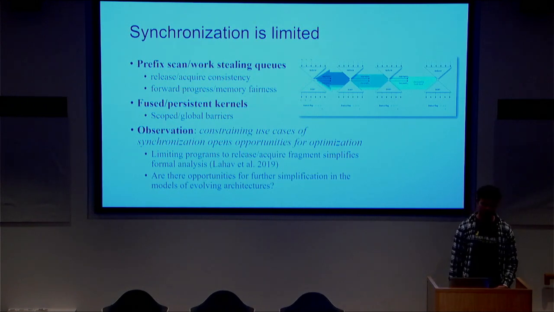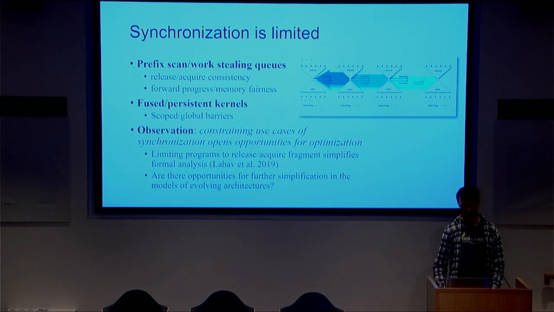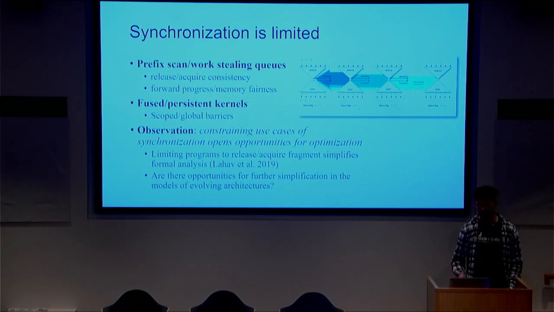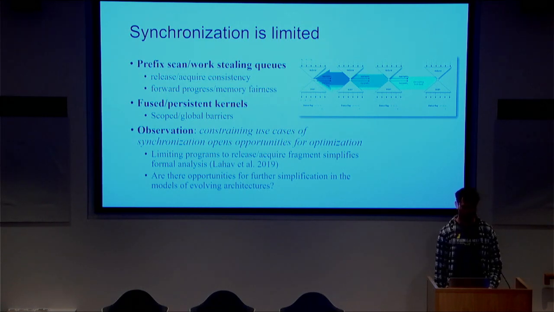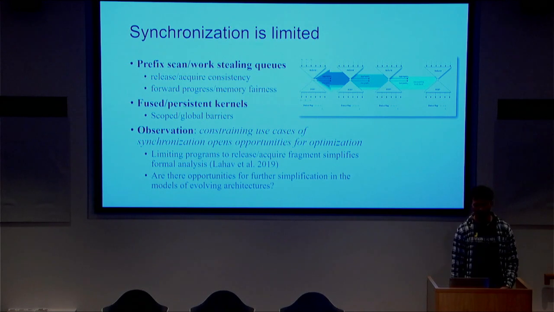Now, synchronization is limited. This is kind of a full overview of the applications that I've seen people actually write on GPUs. So prefix scan and work stealing queues people write, all of those require release acquire consistency and forward progress. You can also try and fuse kernels or write persistent kernels, which may require scoped or global barriers across threads. But that's really kind of it.